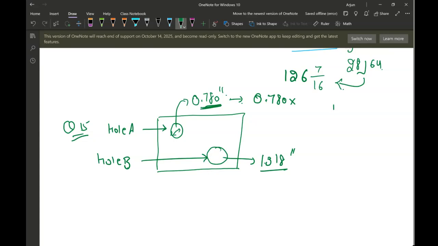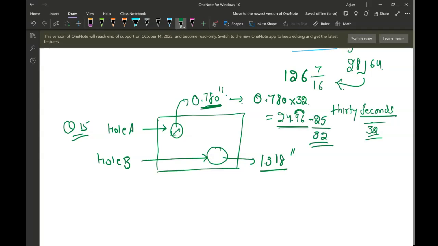One thing I wanted to tell you: if the question says all the twist drills are in 32nds, 32nds means you have the denominator as 32. So I'll multiply this number by 32. 0.780 multiplied by 32 gives me 24.96. Because this number is bigger than 5, I'll round it up to 25 over 32. That's how this number is going to look.